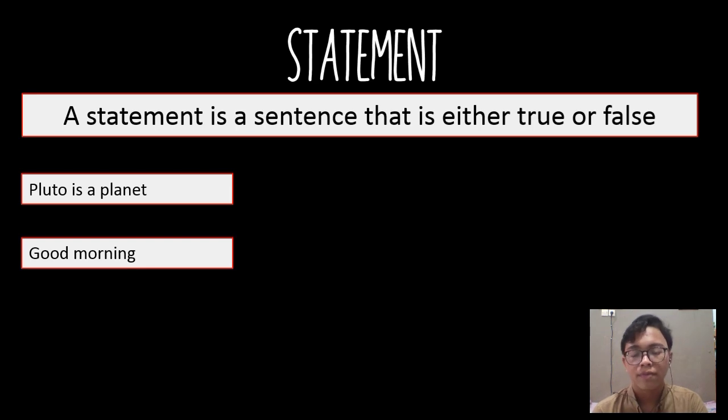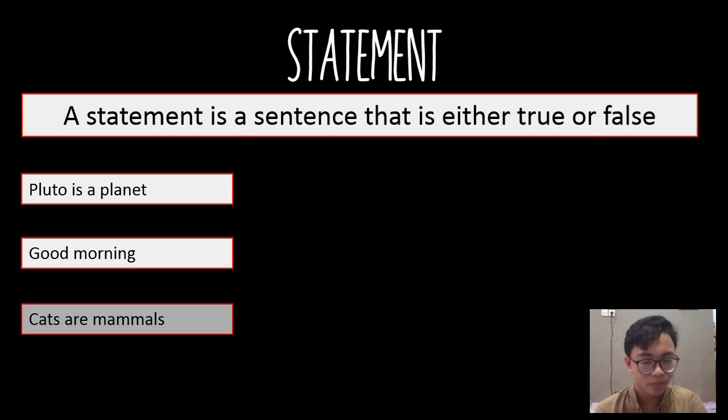Good morning. "Good morning" is not a statement because we can't determine its truth. All other greetings are also not statements. Cats are mammals. "Cats are mammals" is a statement because we can determine its truth. Those are some examples of statements.